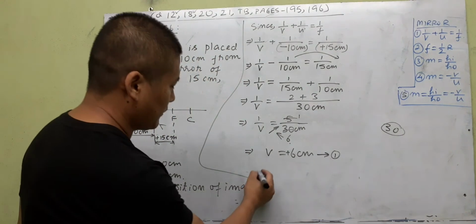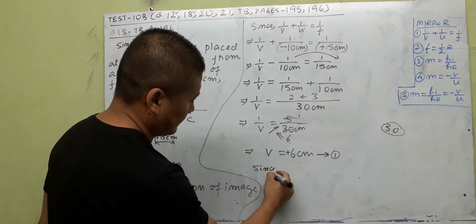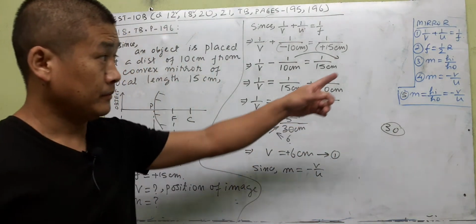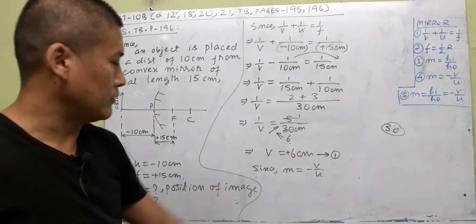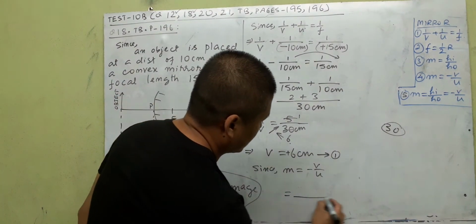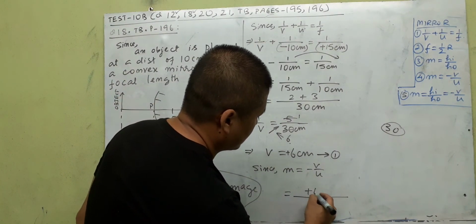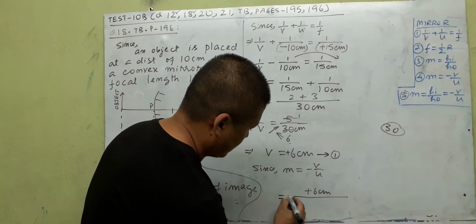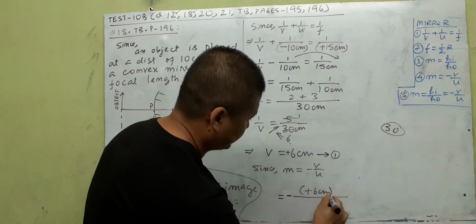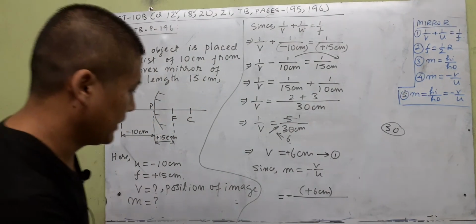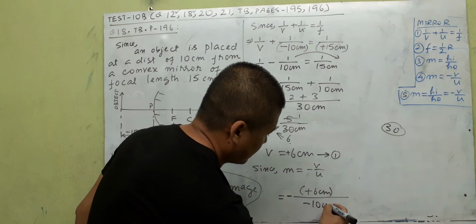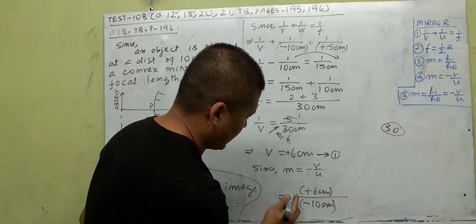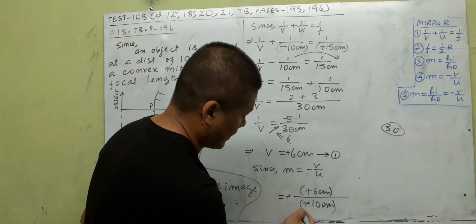Now we need to find M for the nature. We can easily use M is equal to minus V by U, which is mirror formula number 4. So we can just write here, V is now plus 6 centimeter. And not to forget, there is a minus in the formula itself. And U here is minus 10 centimeter. You can put it there, and then cancel this minus, the up one with the down one.